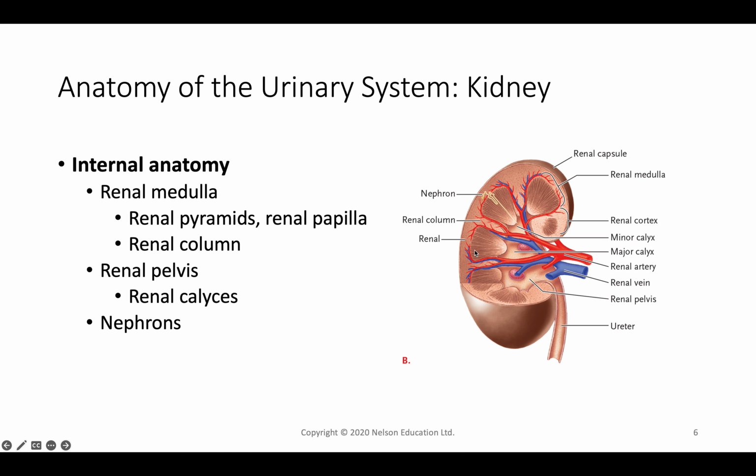Now I've got these renal columns, which are found in the renal medulla. So the renal medulla is going to have the renal columns and the renal pyramids. Sorry, the columns are found in between the pyramids. This is the renal pyramid. This is the renal column. And that's all going to be in the renal medulla.